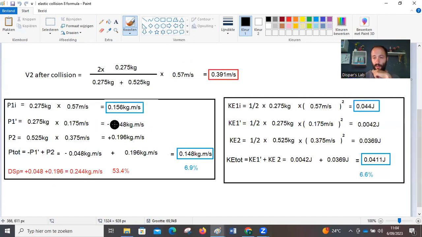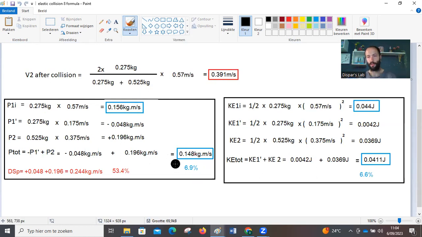When you add those together, and again, when we treat the opposite direction by giving it a negative value, so a negative momentum plus a positive momentum, if we do that, then it equals 0.148 kilogram meters per second, which is a difference. So the difference between the total initial momentum before collision and the combined momentums after collision is 6.9%.